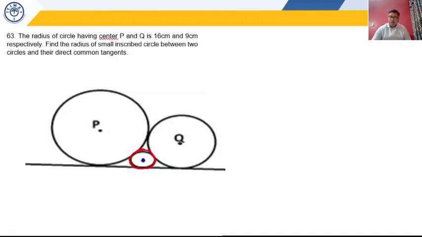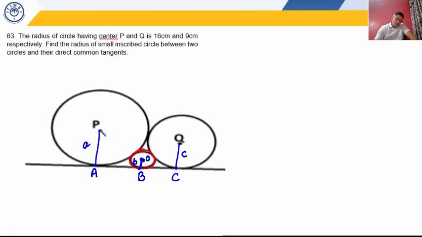Now, for the time being, let's assume that the radius of this circle is A, the radius of this small circle is B, and the radius of this circle is C, where A and C are given. And let's say this is point A, the point of contact is point B, and this is point C. And let's say this is point O.